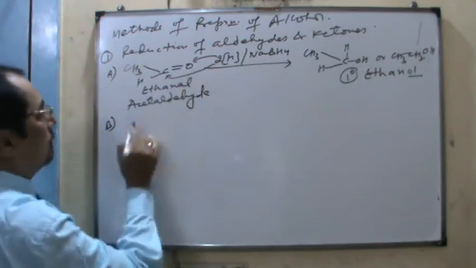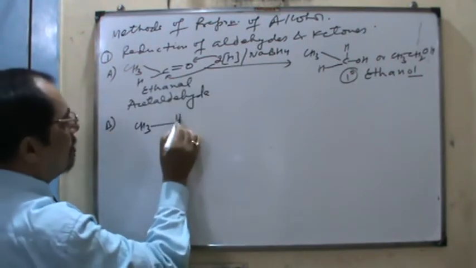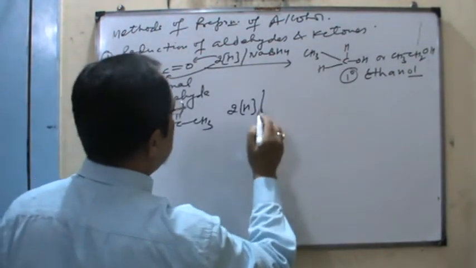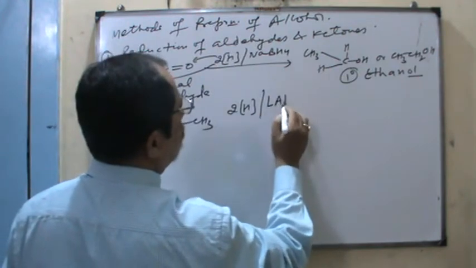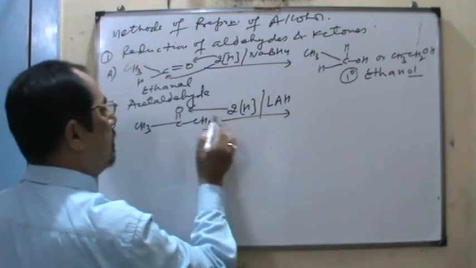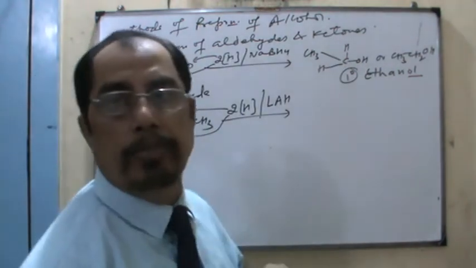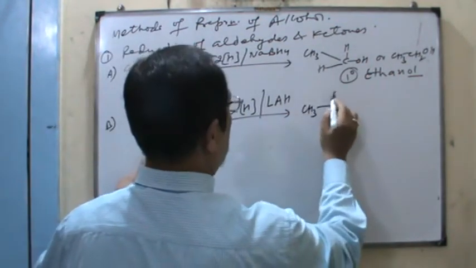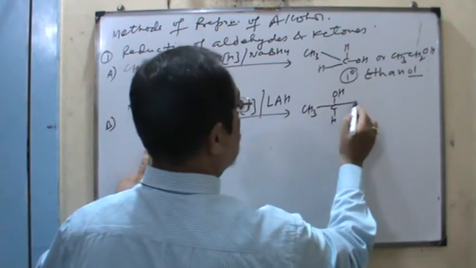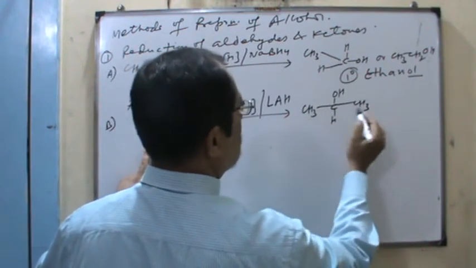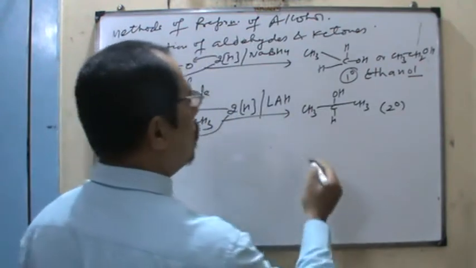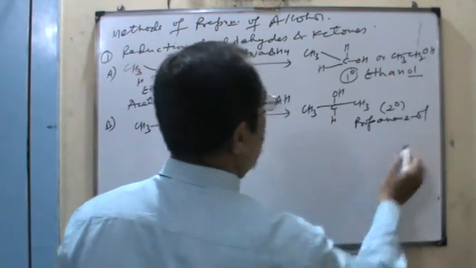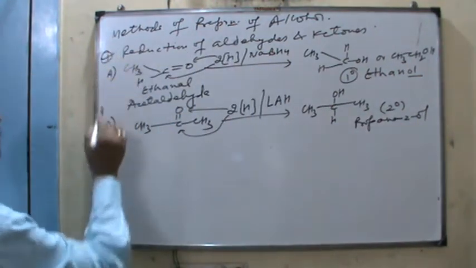So far as ketone is concerned, CH3-C=O-CH3, take 2H here. You can take lithium aluminum hydride, LAH, the short form of lithium aluminum hydride. One H will be there and the other H there. So here CH3, CHOH, CH3, carbons 1, 2 and 3. This is the secondary alcohol, propan-2-ol, isopropyl alcohol. So the method of preparation you can go for is reduction.